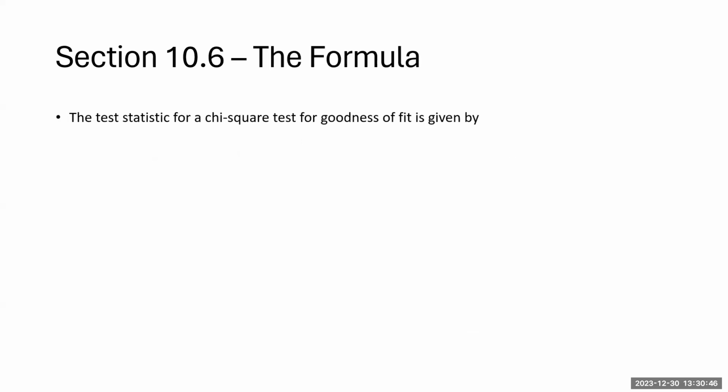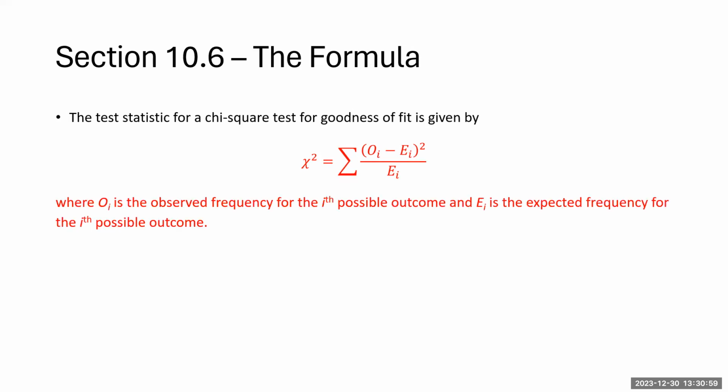Now, we do have a formula for the chi-square test for goodness of fit, and this is what it looks like. The symbol that we use for chi-square looks like a fancy X, and it's squared. That's the variable chi. Sigma you should have familiarity with. It means sum. We've seen that before.